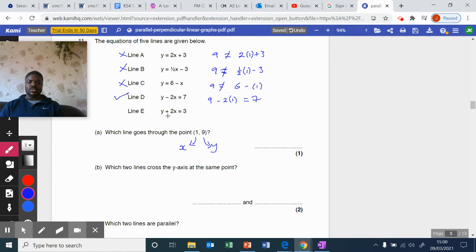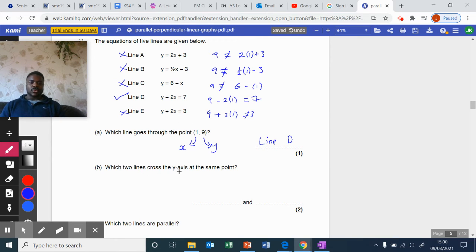And just because we want to be sure, let's check for sure that the other one doesn't work. So let's try y is 9 plus 2 lots of 1. Well, that definitely doesn't equal 3. Yeah, so that one doesn't work. So in actual fact, it's line D. That's the long approach to how you go through that question.